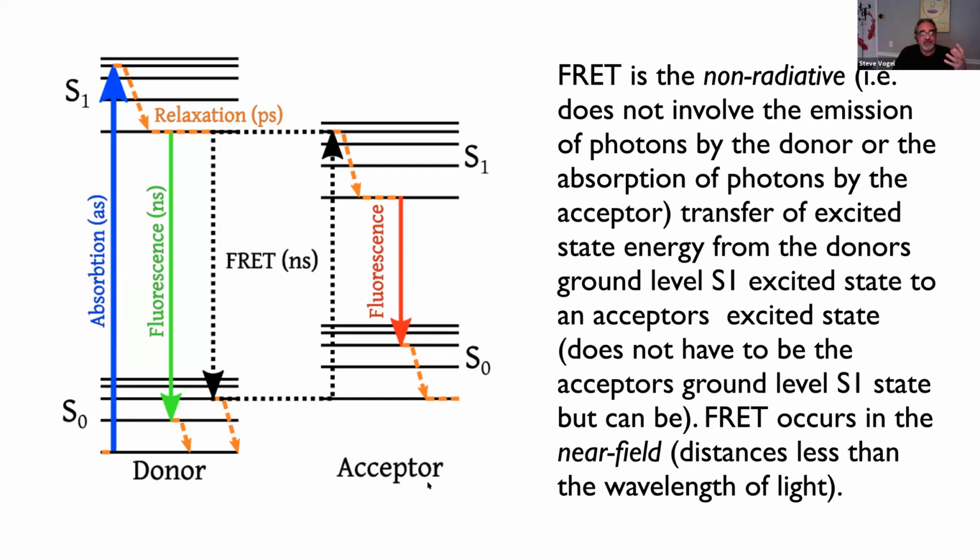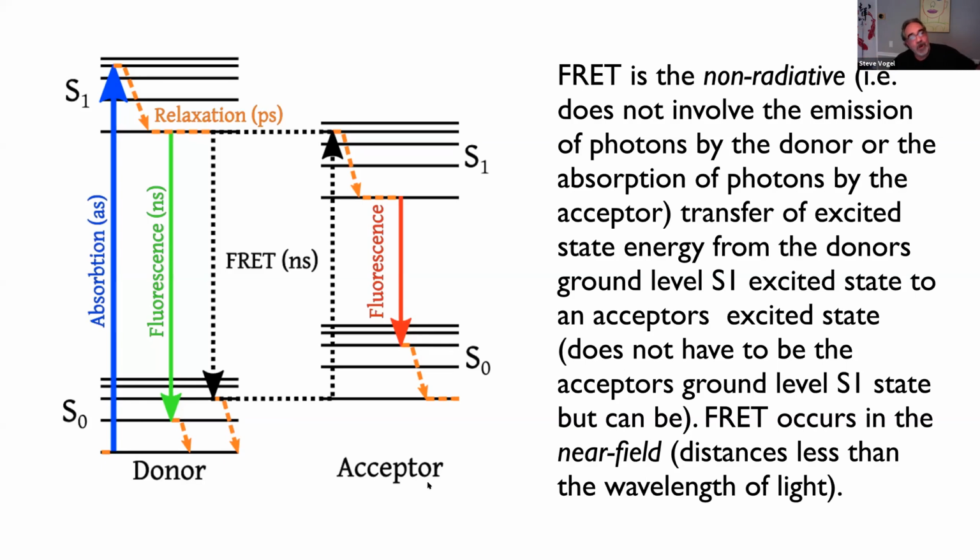Also, it's important to realize that FRET occurs in the near field. So these are distances less than the wavelength of light. So for example, a typical white light FRET reaction might use 500 nanometers of light. The transfer of energy that we're seeing is always less than 500 nanometers.